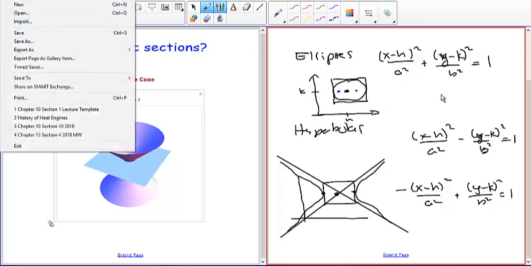How many people have seen hyperbolas in this form in previous classes? Maybe, maybe not. It's been a while.